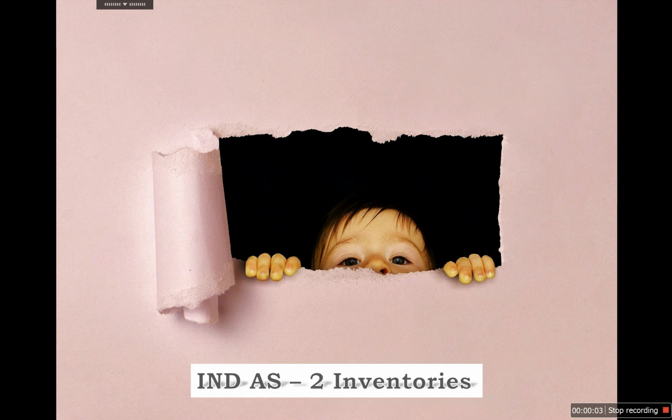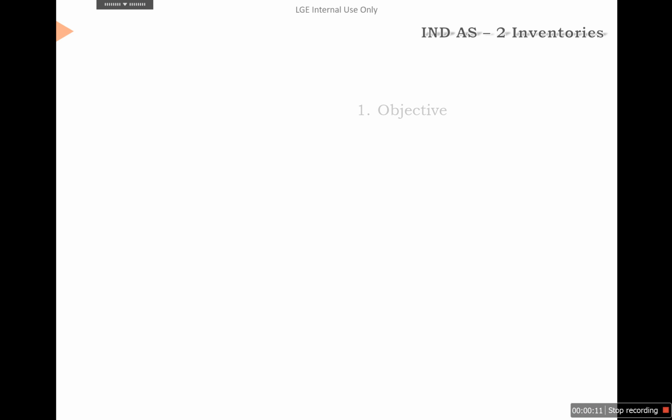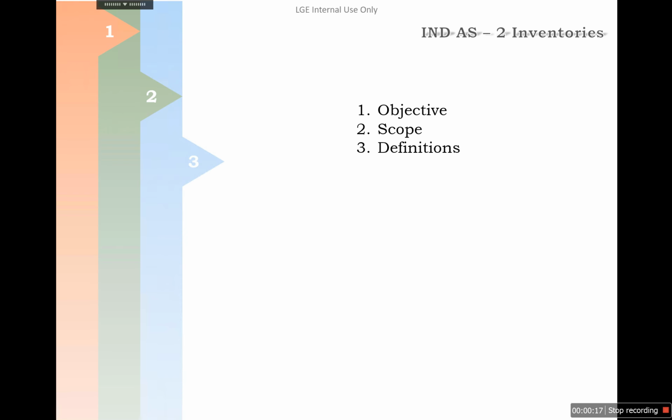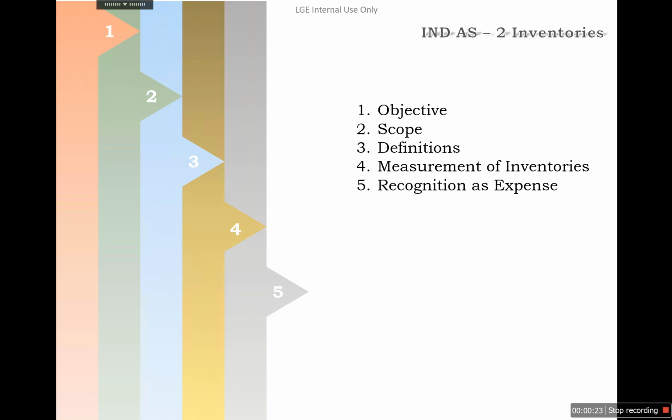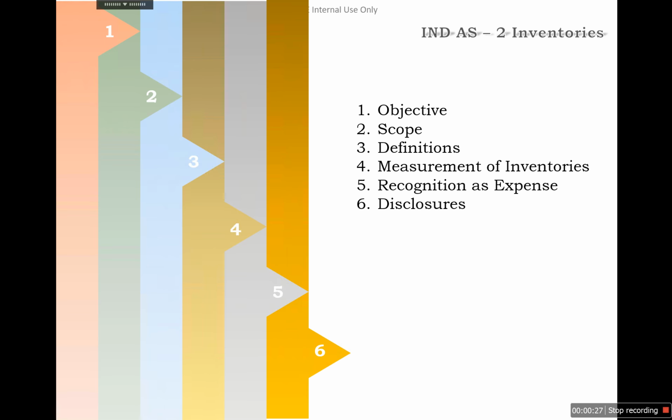Namaste. In this video, we will discuss Ind AS 2, which talks about inventories, how they are valued, how they are booked as expense, etc. So we will discuss the objective of Ind AS 2, the scope of it, and different definitions that are required to understand Ind AS 2, the measurement techniques of inventories, how it is to be recognized as expense, and the disclosure requirements in respect of the inventories.